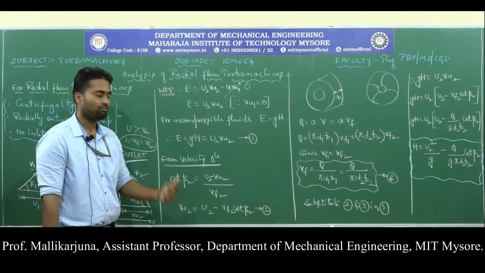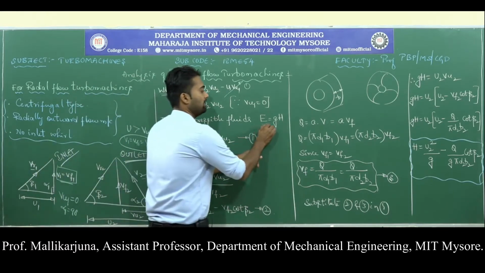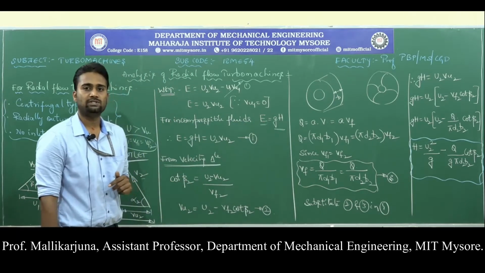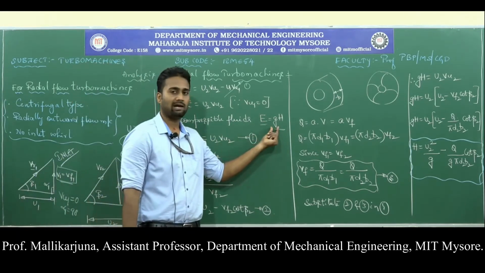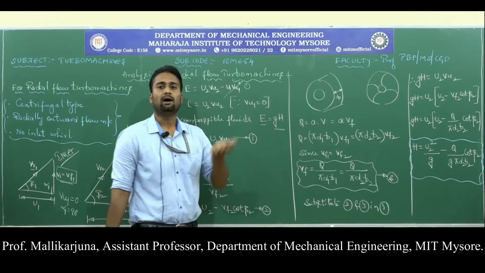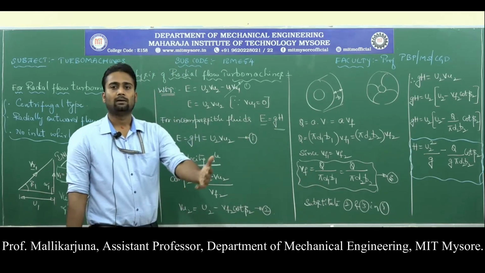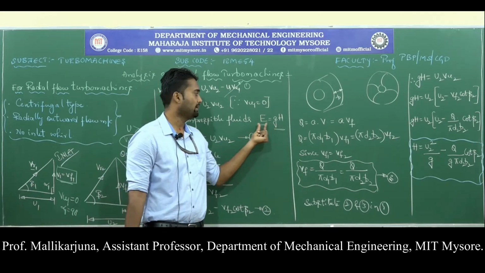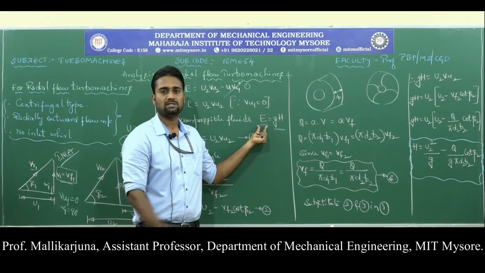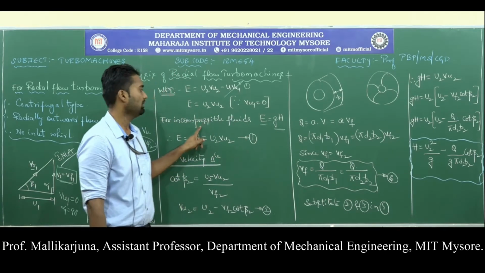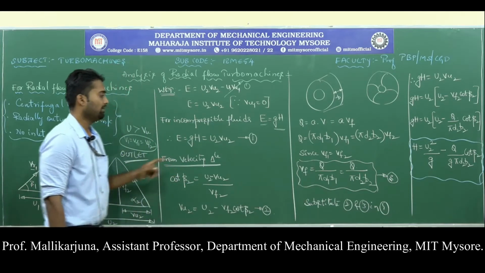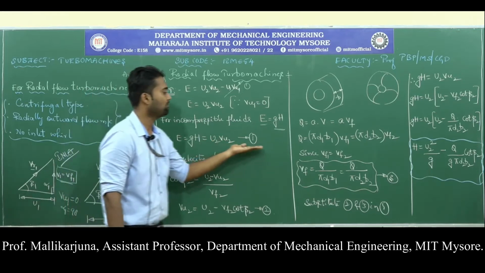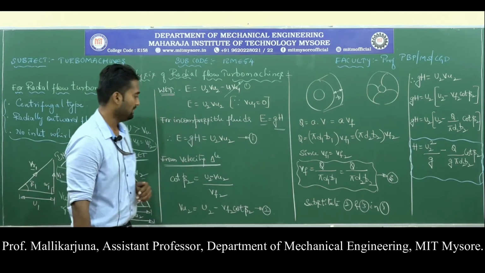If we are dealing with such fluids, then energy transfer can be notated as energy per unit mass, which is given by g into H, where g is nothing but gravitational acceleration, H is nothing but the height to which the fluid has been lifted. So, energy transfer per unit mass will be equal to energy transfer occurring through the machine. This condition is for incompressible fluids. Then E can also be expressed as g into H, which is equal to U2 Vu2. I have called this equation number 1.